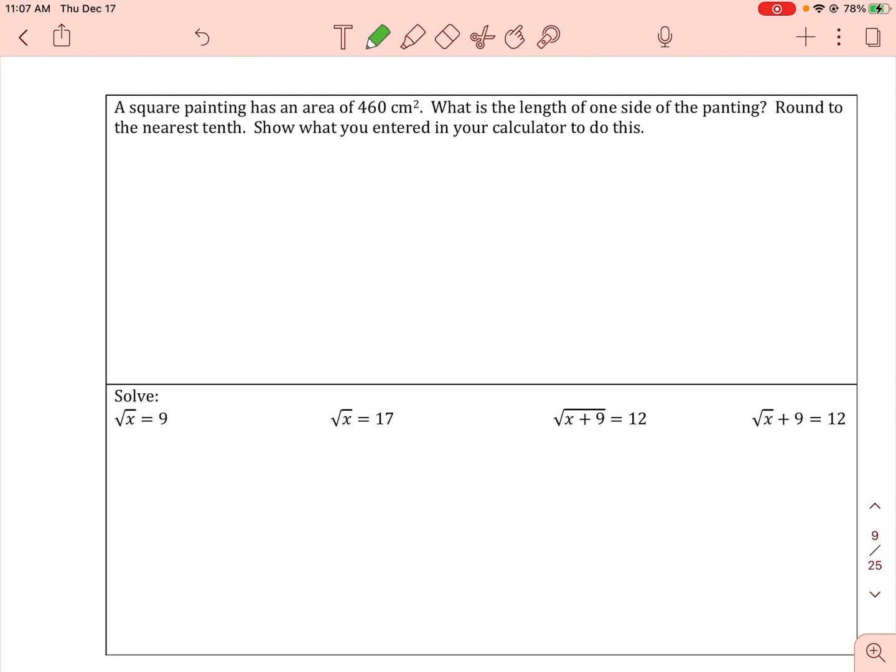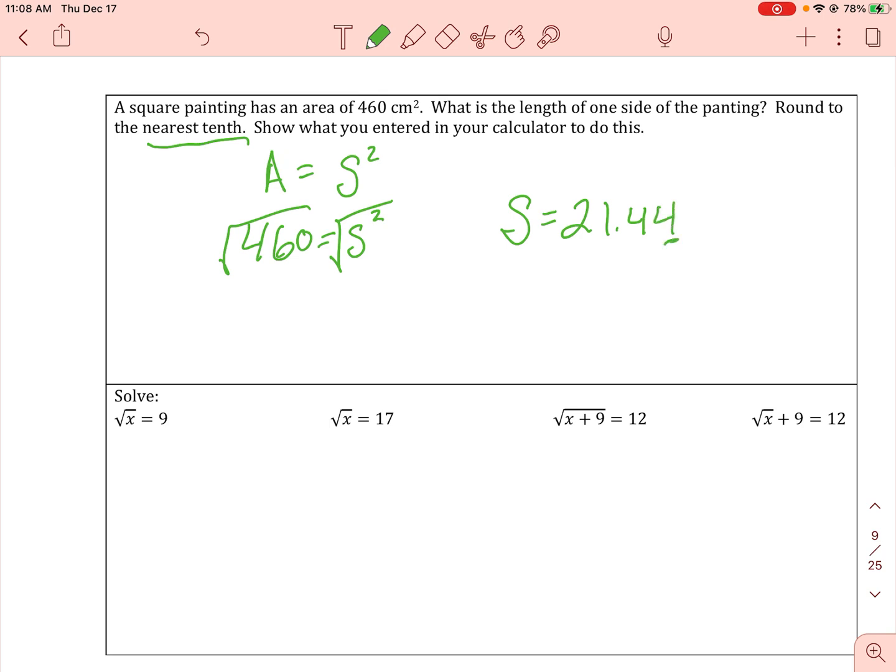Here we go, a square painting. Okay, again, we have a square painting. Area of a square is side squared. The area is 460 square centimeters. We want to find the length of one side. To do that, you have to square root. What you do to one side, you do to the other. Again, round to the nearest tenth. So my side, this is not a perfect square, so I get 21.44. This is below 5, so my number stays at 21.4 centimeters.